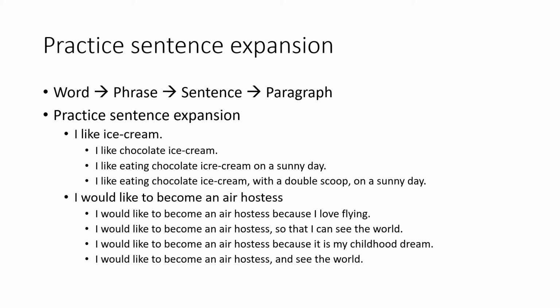I would like to become an air hostess. So I would like to become an air hostess because I love flying. So you have added the reason to it by adding a because and the reason to it. I would like to become an air hostess so that I can see the world. So this is another expansion, so that I can see the world. I would like to become an air hostess because it is my childhood dream is another expansion. So like this, you can expand these phrases by adding some dimensions to it, whatever comes to your mind.